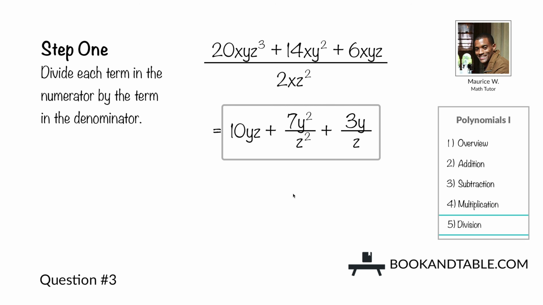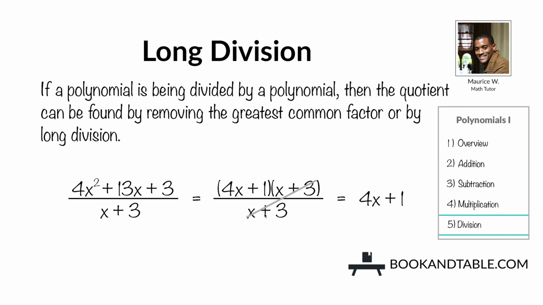And that is how you go about dividing a polynomial by a monomial. Let's wrap up the chapter by discussing how we go about dividing a polynomial by another polynomial. And we'll be using long division specifically. If a polynomial is being divided by a polynomial, then the quotient can be found by removing the greatest common factor or by long division.